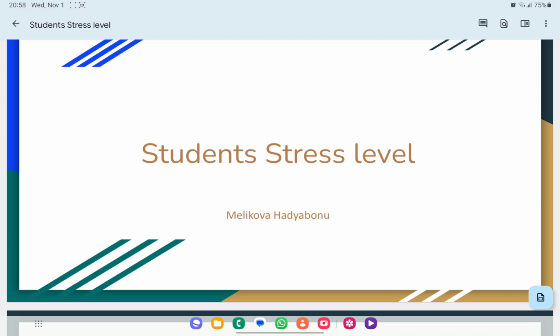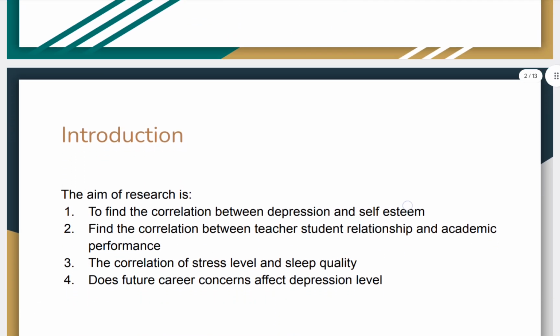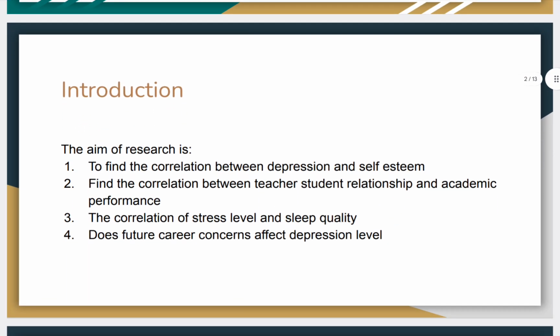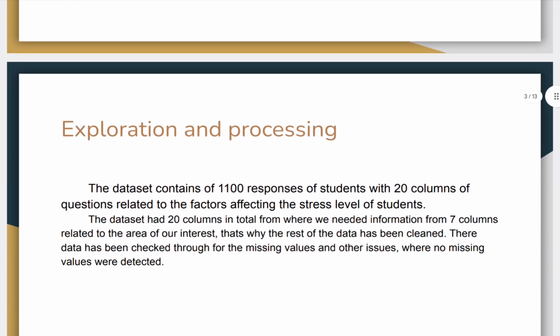So let's start. Firstly, I will talk about the aim of my research and then I will talk about all other details. The aim of this research is to find the correlation between depression and self-esteem, the correlation between teacher-student relationship and academic performance, and the correlation of stress level and sleep quality. Also, do future career concerns affect depression level?